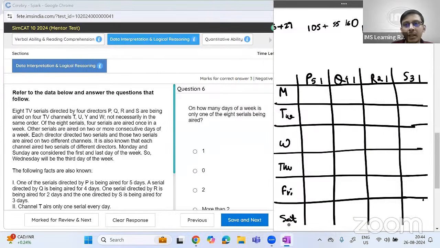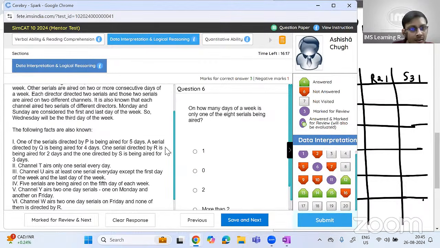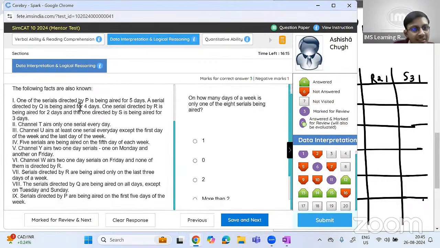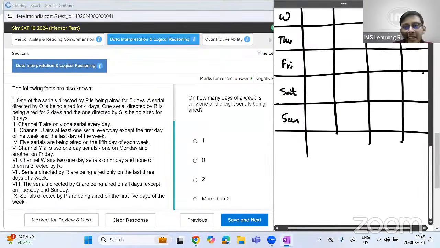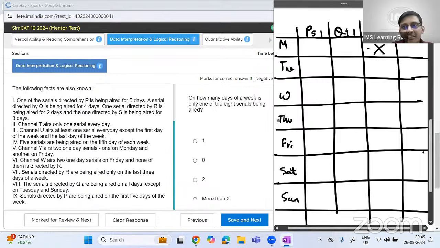We have this much. Now, what else? Now let's use the points about PQRS first. If you look at point 7, serials directed by R are aired only on the last 3 days. So for R, I can just cancel off the first 4 days. It is just on the last 3 days.